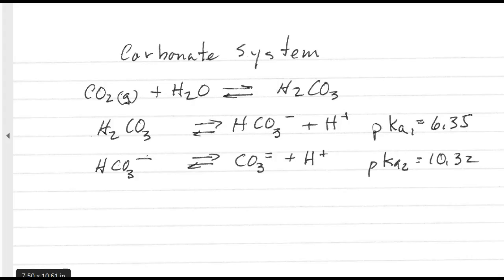The carbonate system is very important in environmental systems. First of all, carbon dioxide exists as a gas at relatively low concentration in most atmospheres. And it's readily soluble in water. And there's an equilibrium for that. We won't get into that discussion today. So carbonic acid is CO2 dissolved in water.